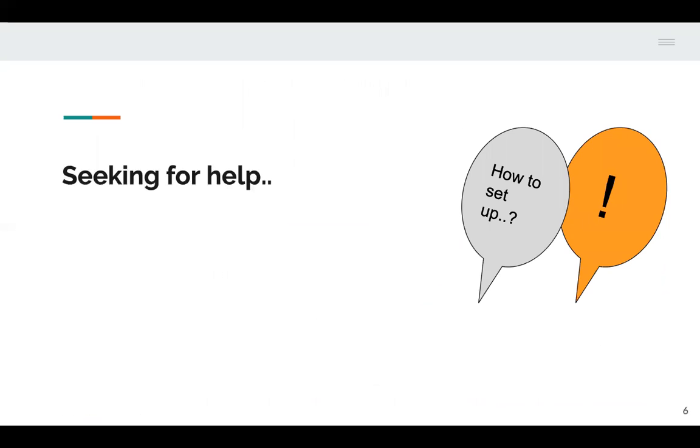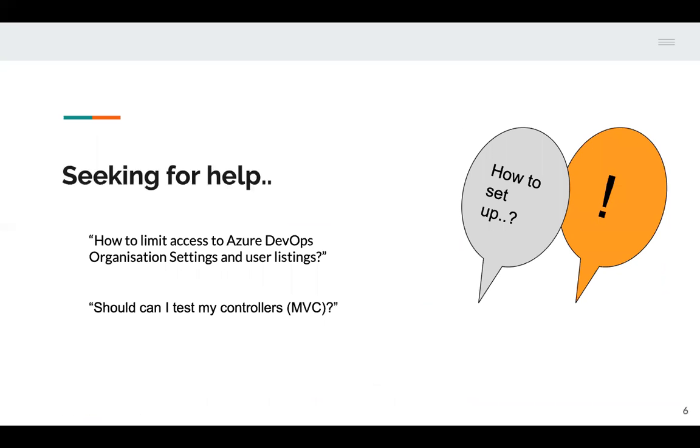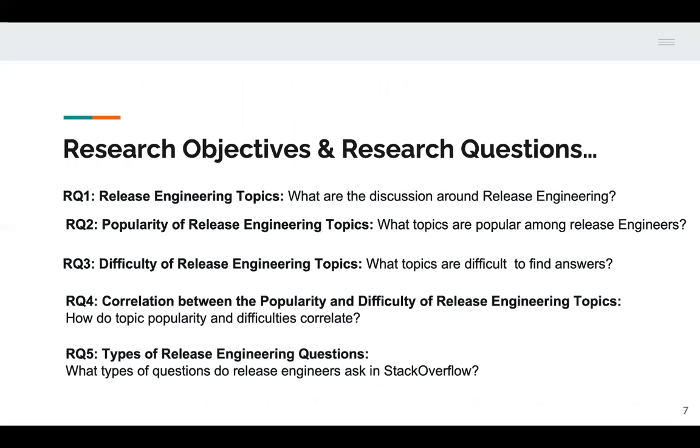However, developers find this challenging and seek help mainly from forums such as Stack Overflow. This could be on how to set up a tool or a concept they may not be familiar with. And this is where the objective of this study was derived from. The objective of our study was to identify the main issues and discussions around release engineering. We also aim at understanding the popular and the difficult topics and how they correlate. Finally, we aim at understanding the types of questions that release engineers are interested in on Stack Overflow. This is particularly important to understand what kind of issues they need answers to.